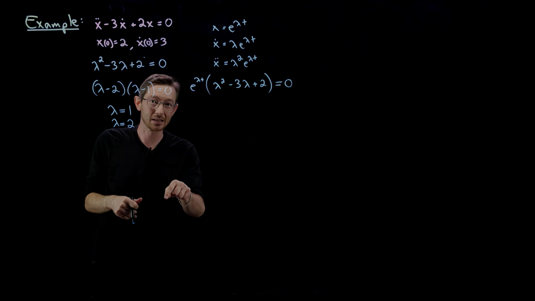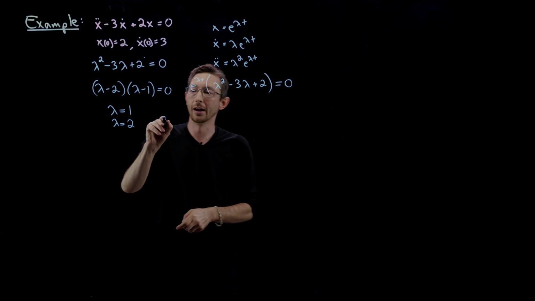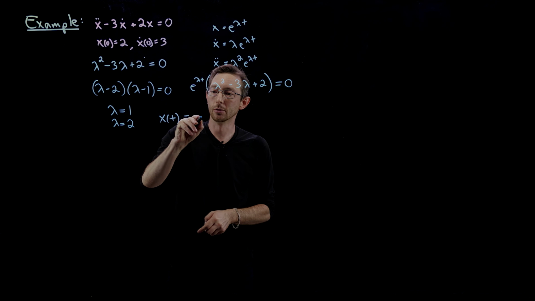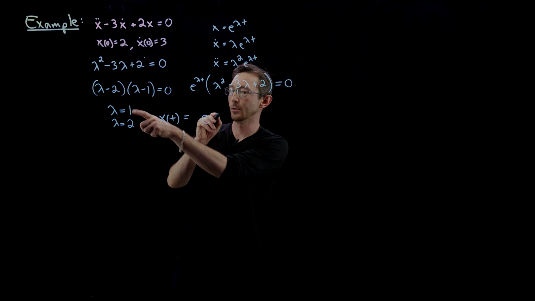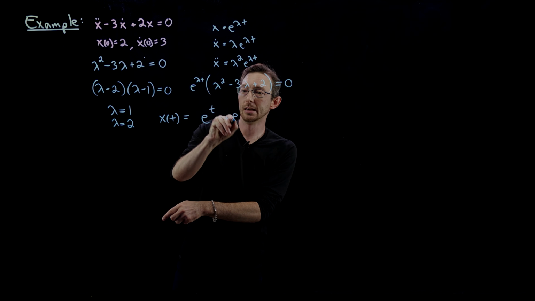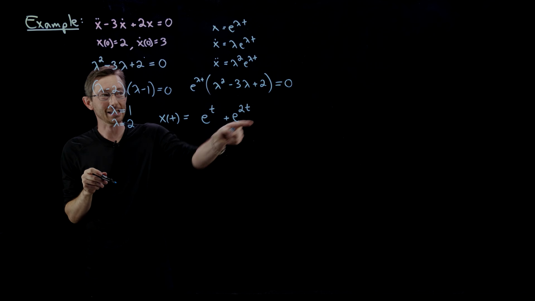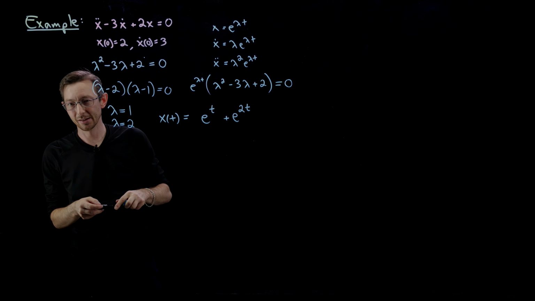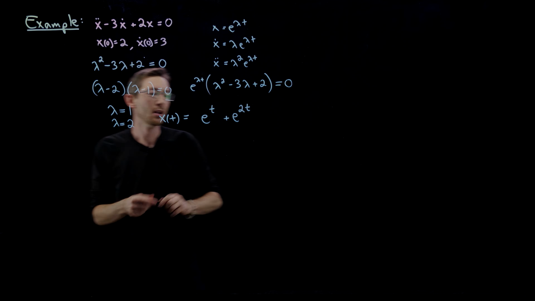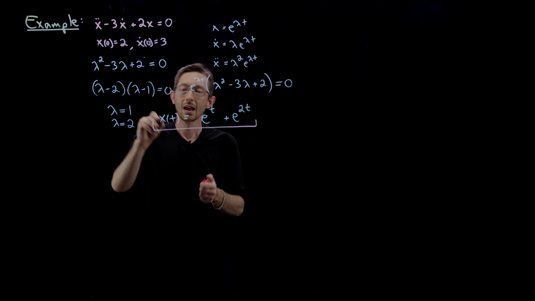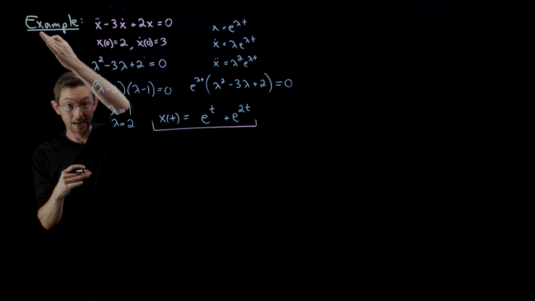You can just pause the video and convince yourself, x of t equals e to the lambda 1 t plus e to the lambda 2 t. You can convince yourself that this satisfies those initial conditions. That's a good exercise for you to do. But this is the solution. And this solution, the other solution, damped out to 0.